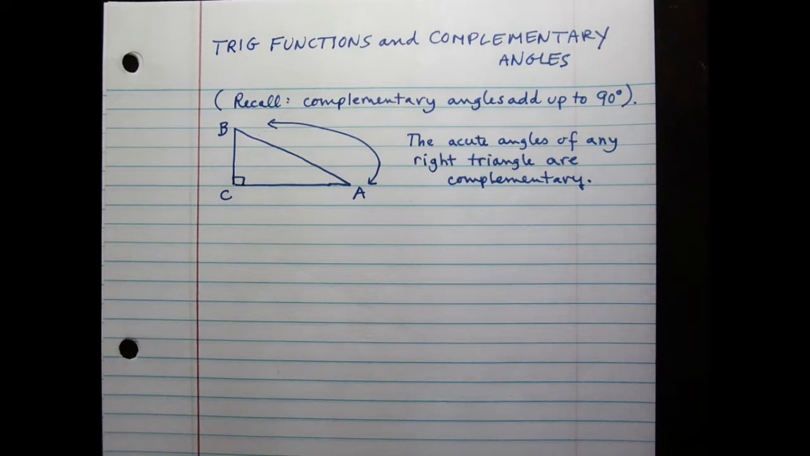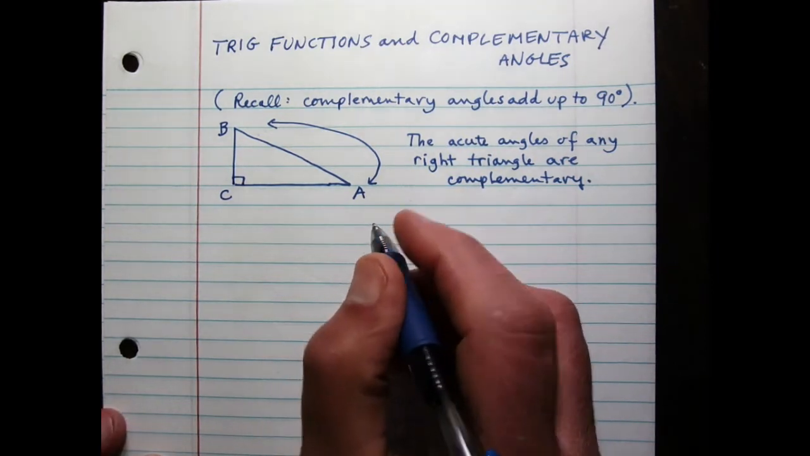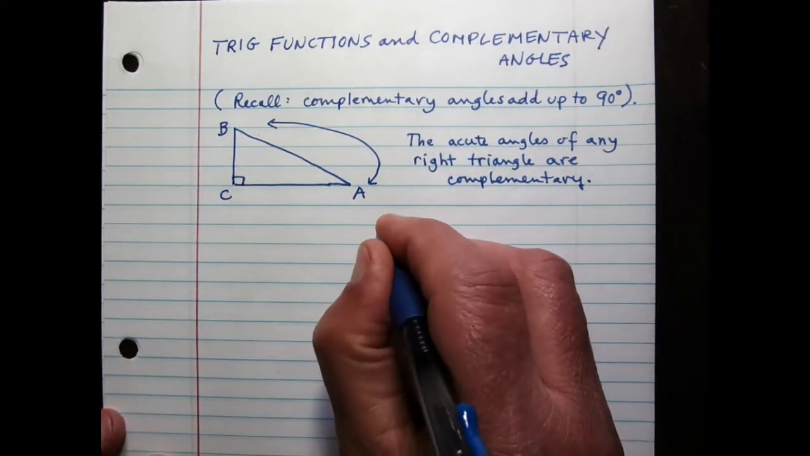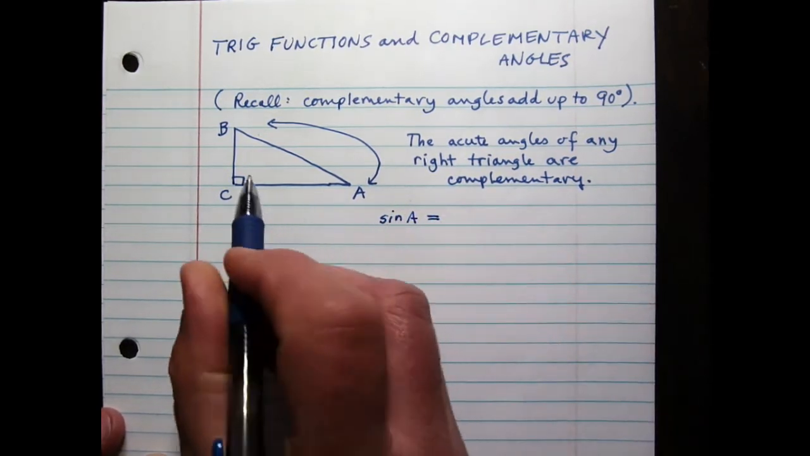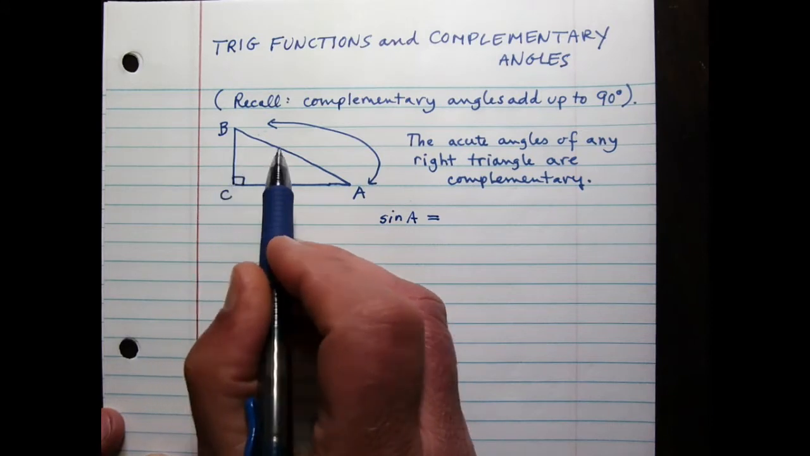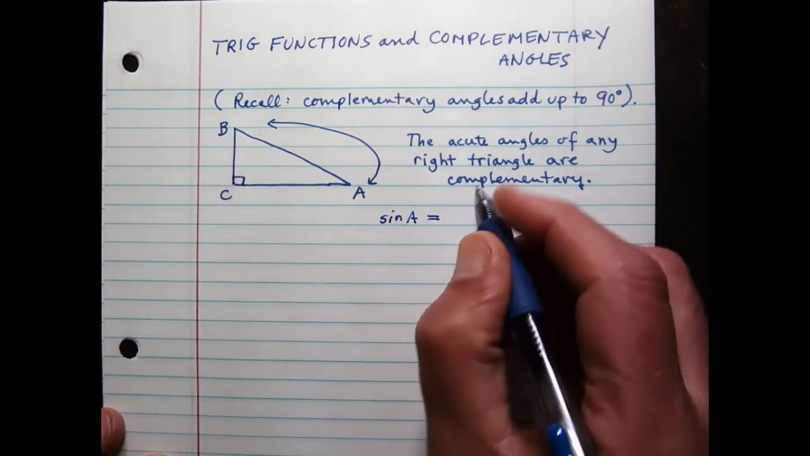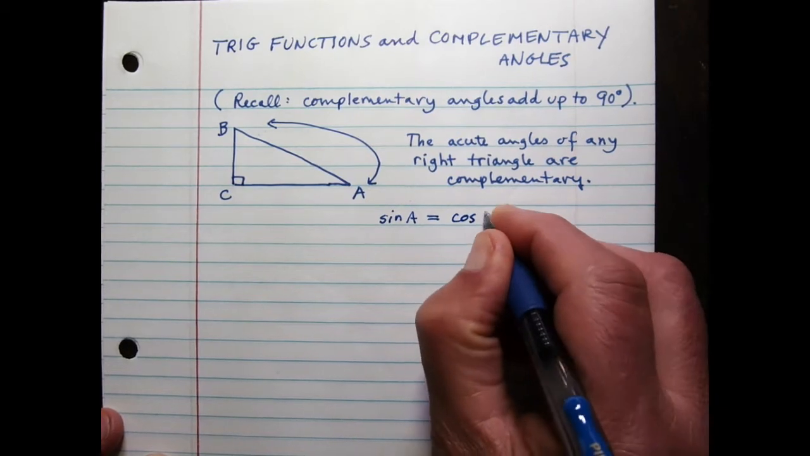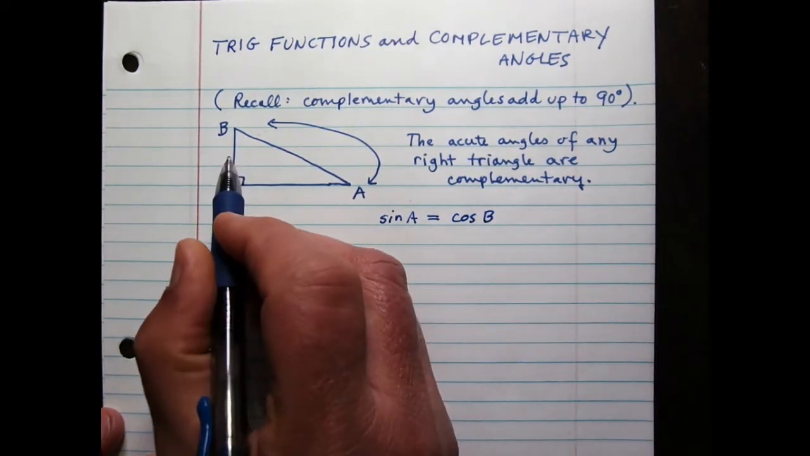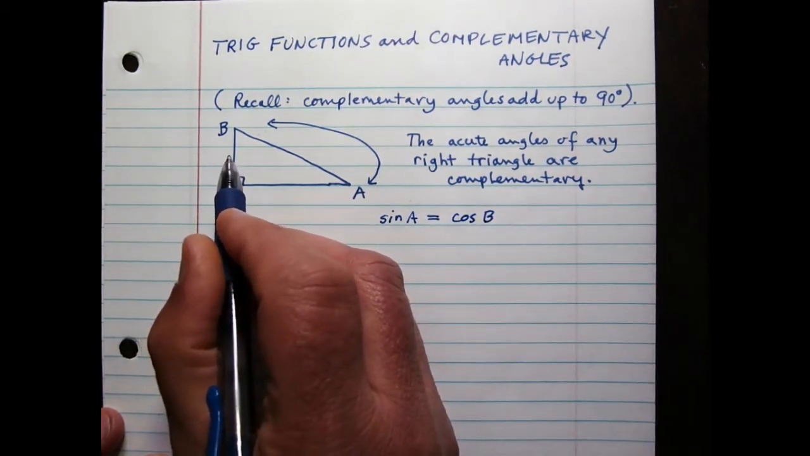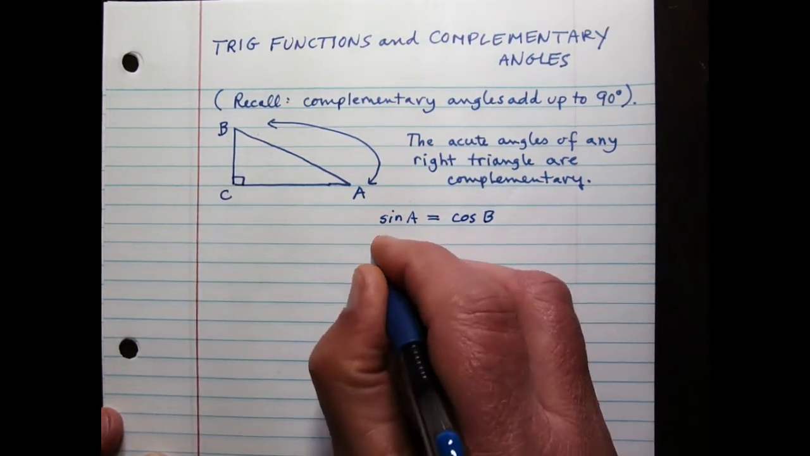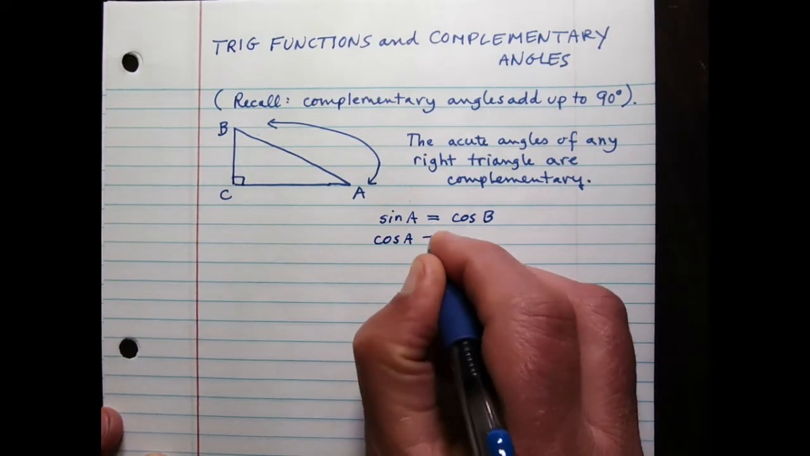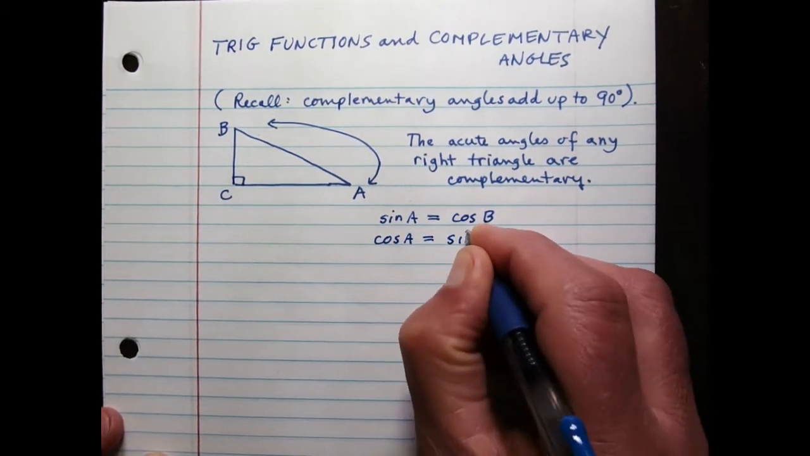And I think we've already kind of observed this just because of the way SOHCAHTOA works, that the sine of angle A, which for angle A would be the side opposite to angle A divided by the hypotenuse, is equal to the cosine of angle B, because that's the same as the adjacent side to angle B divided by the hypotenuse. And likewise, the cosine of angle A equals the sine of angle B.